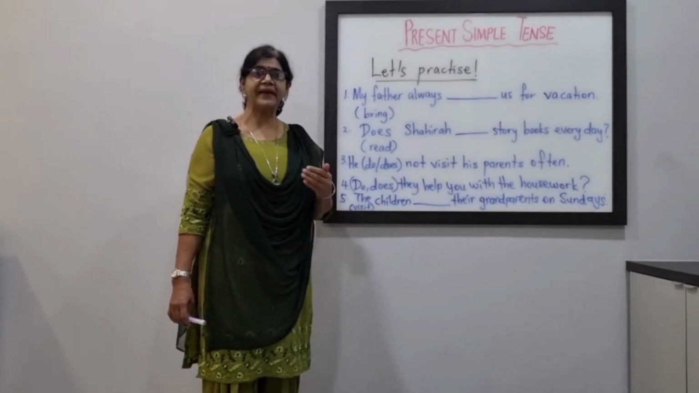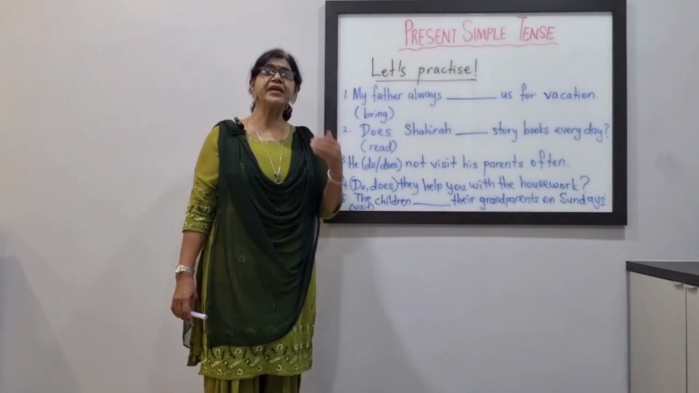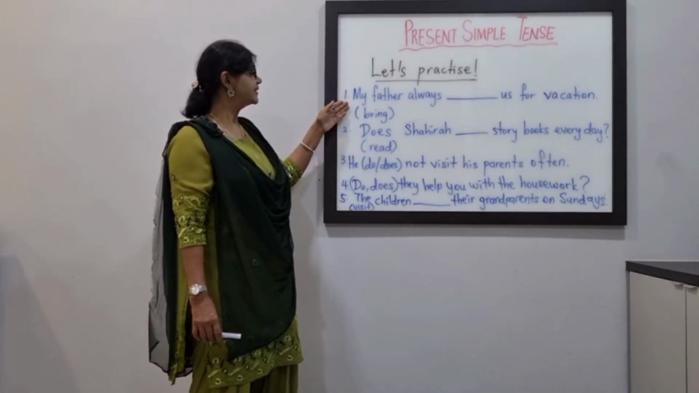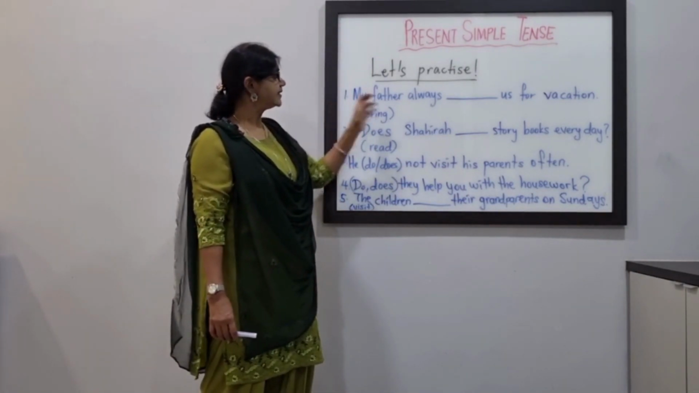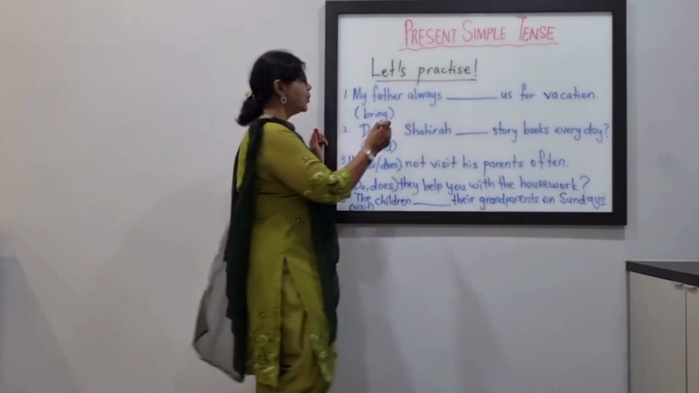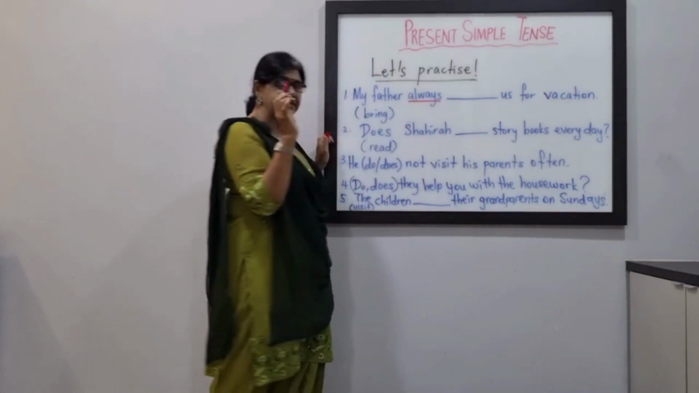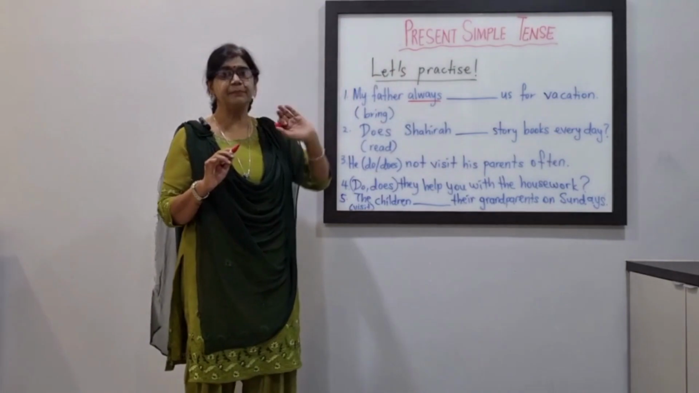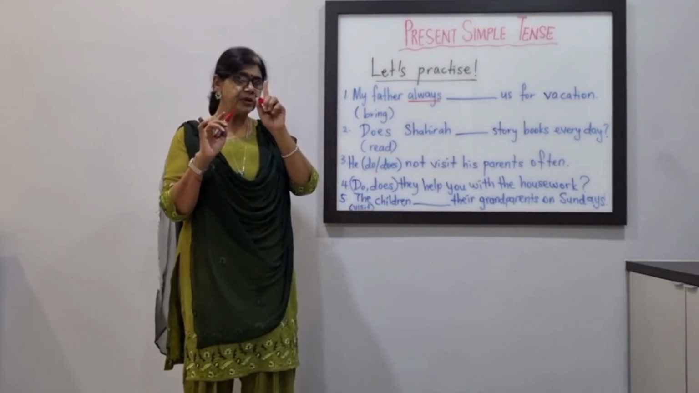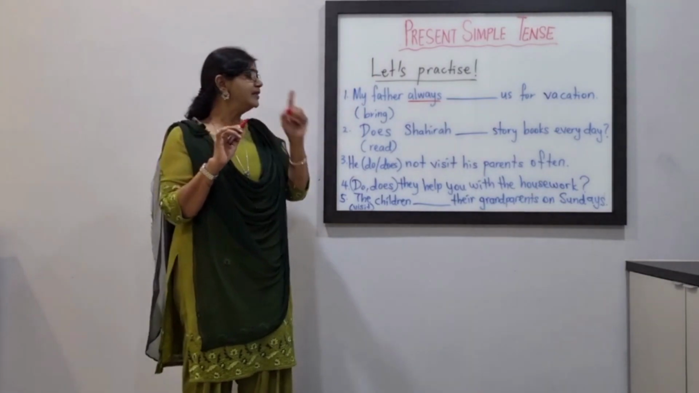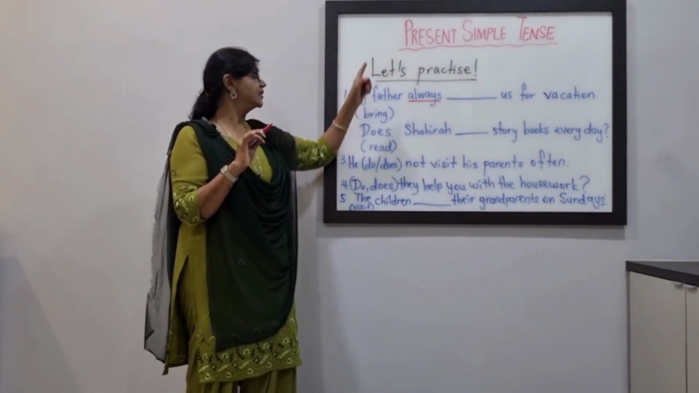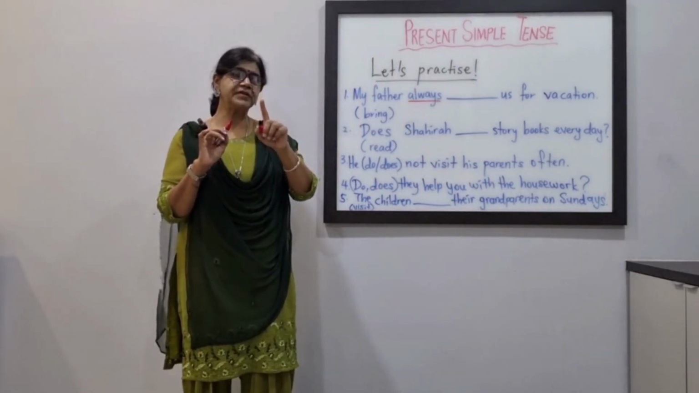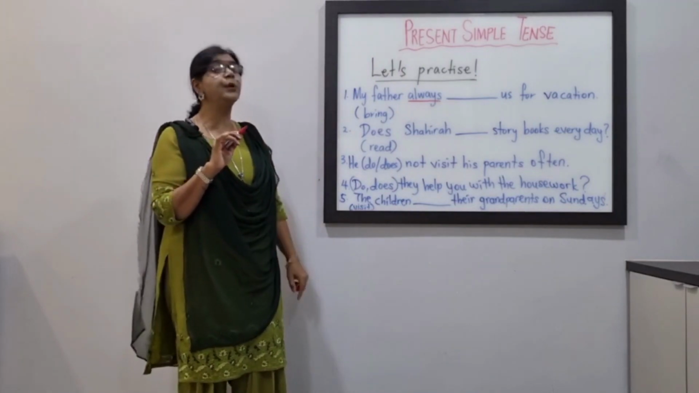Now, let us practice some exercises to reinforce our understanding. Look at the first one. Look at the first sentence. There is this word always. Always is already an indicator that this sentence is in present simple tense. So, you got only one thing to remember. Okay, you must use present simple tense, but now you got to decide whether you are going to use a singular verb or a plural verb.